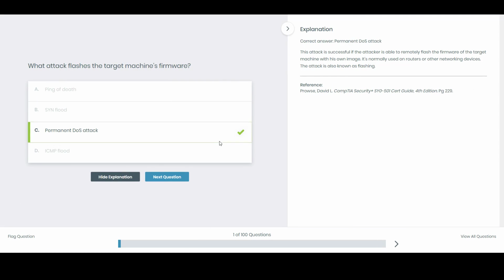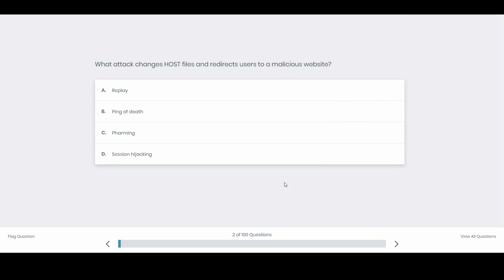The correct answer is permanent DOS attack. This attack is successful if the attacker is able to remotely flash the firmware of the target machine with his own image. It's normally used on a router or other networking device. The attack is also known as flashing. We have a reference here from Diego. Alright, let's go to the next question.